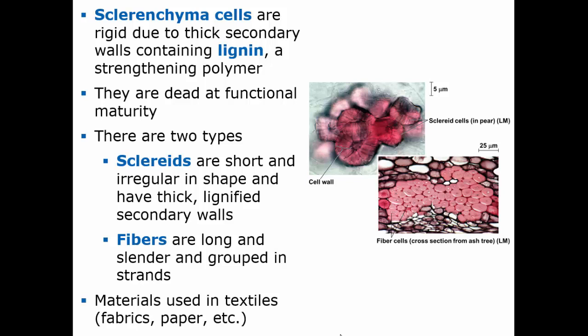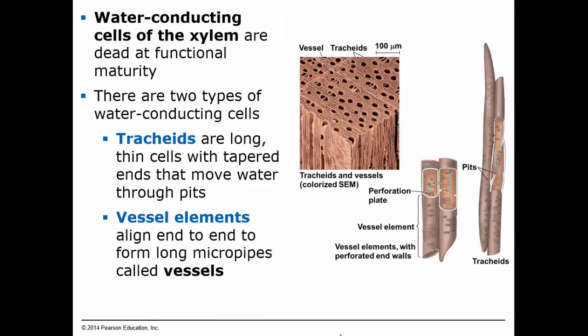Keep in mind that these types of fibers are very different from dietary fibers. Dietary fibers actually come from polysaccharides, like cellulose, the polysaccharide found in the cell wall of many different types of plant tissues. Okay. Water-conducting cells, which are found only in xylem, are the next tissue type.